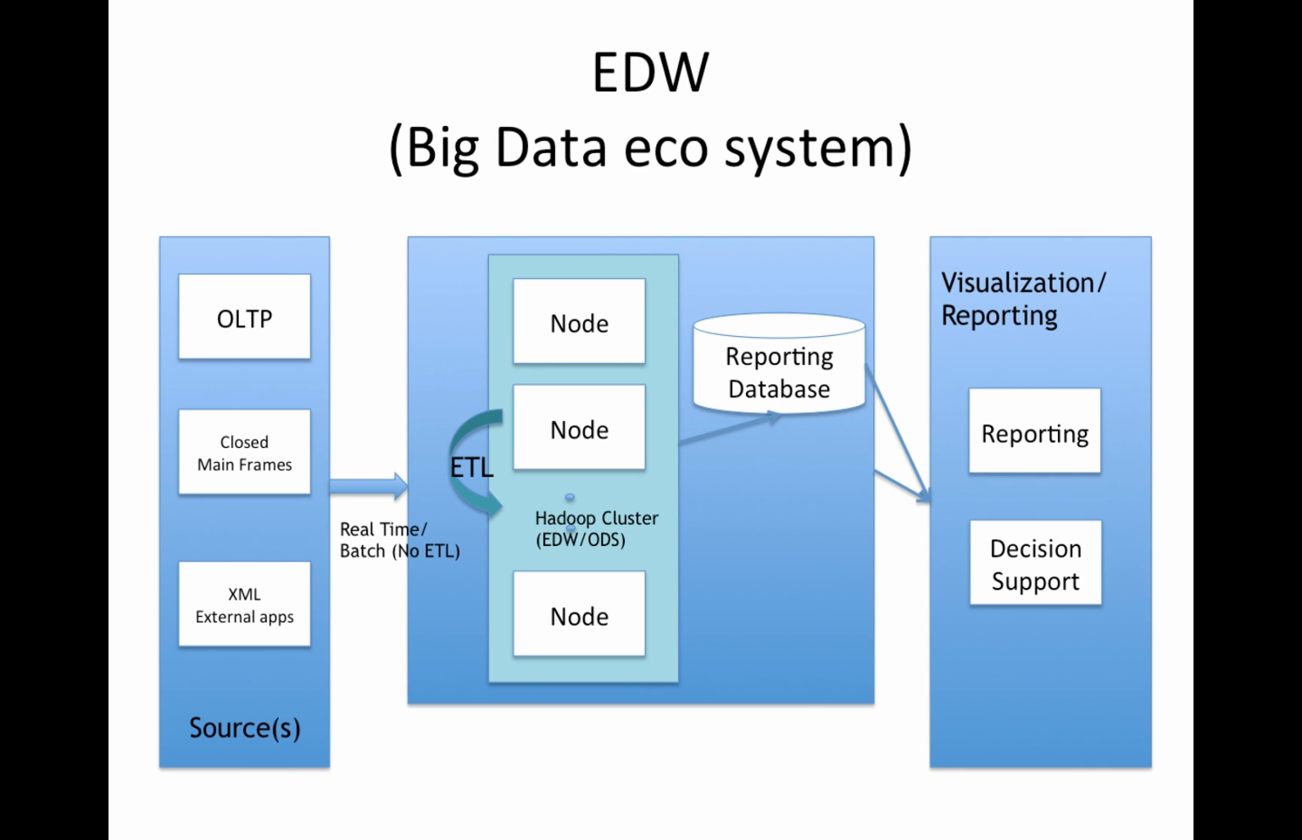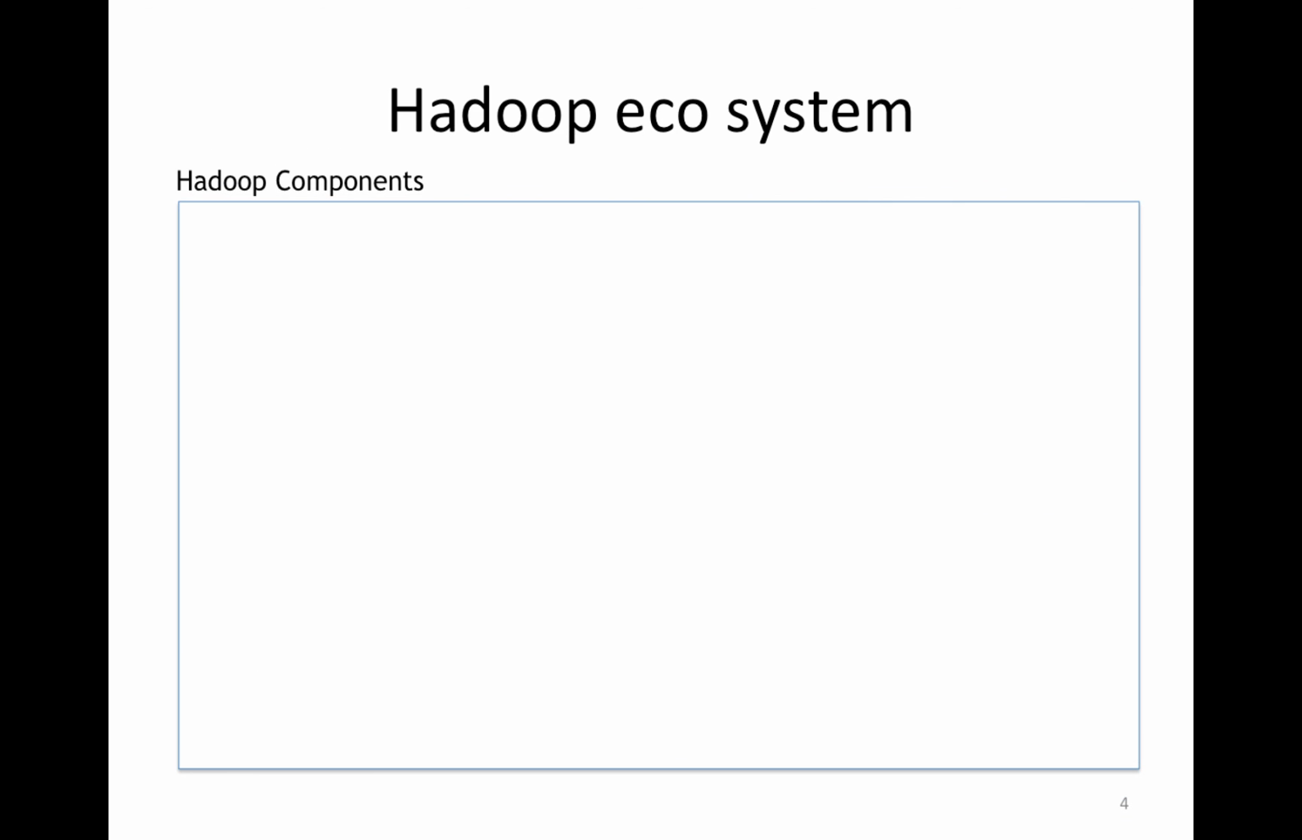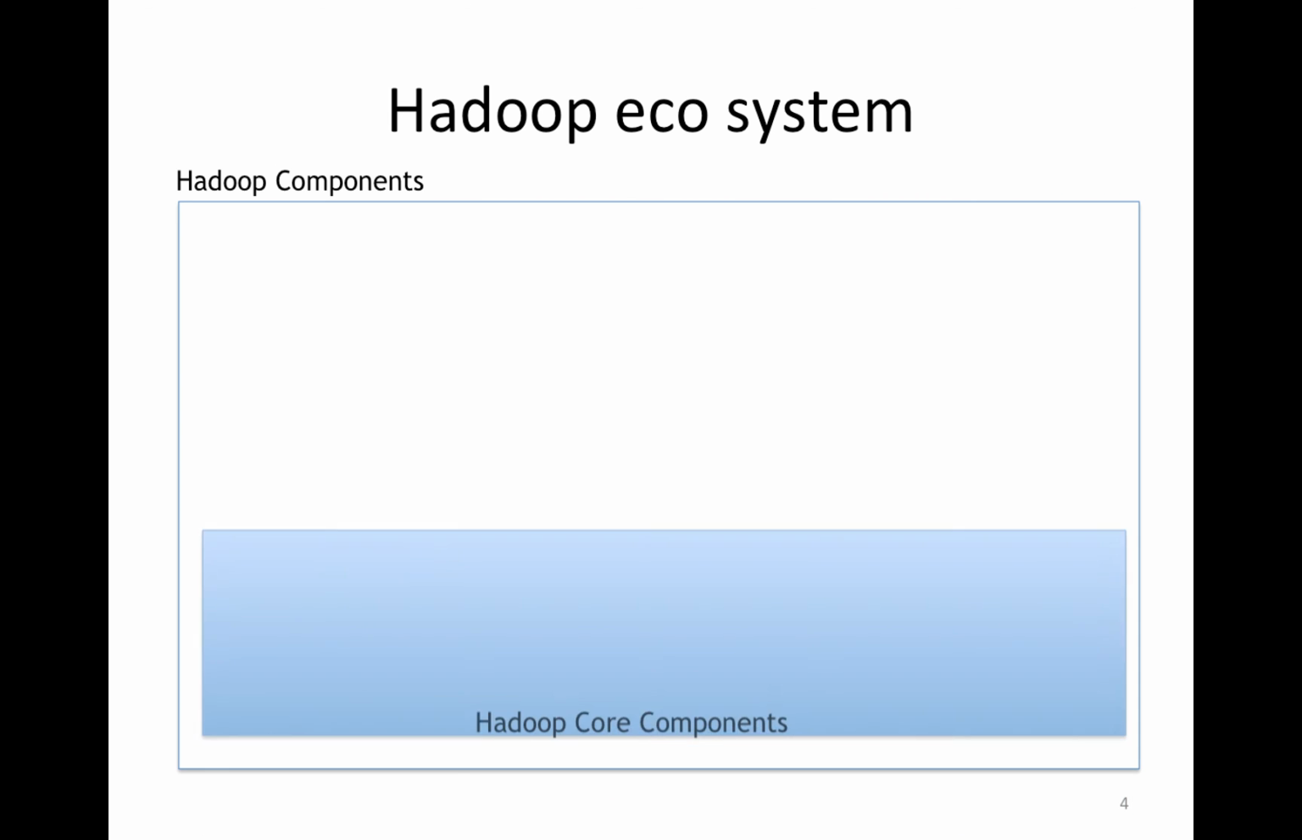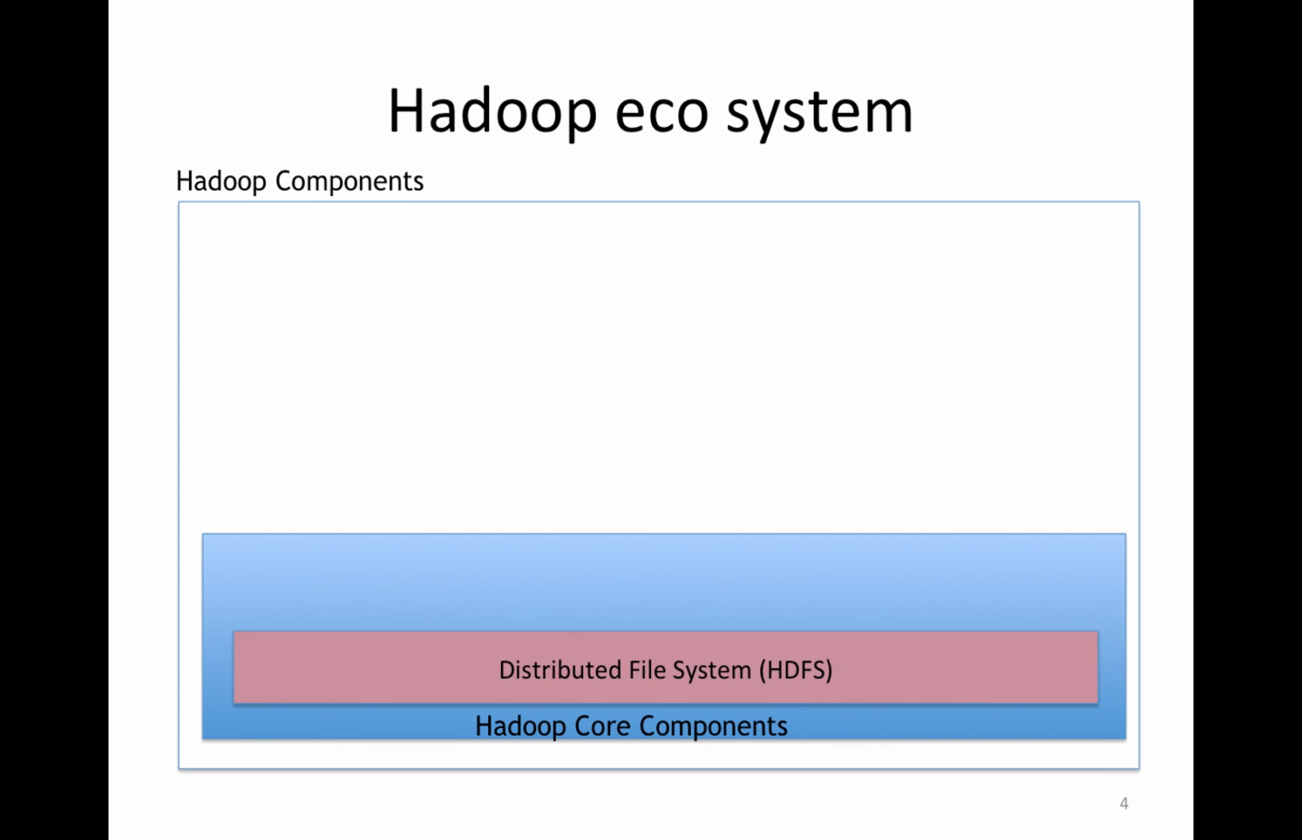This is how we will be building an enterprise data warehouse, or we will complement an existing enterprise data warehouse using the Hadoop ecosystem. And here are the components which will be covered as part of this series. First, we will talk about Hadoop core components. As part of Hadoop core components, we have the distributed file system.